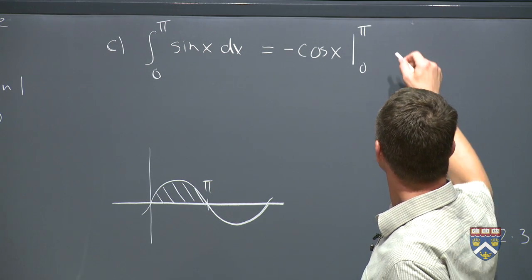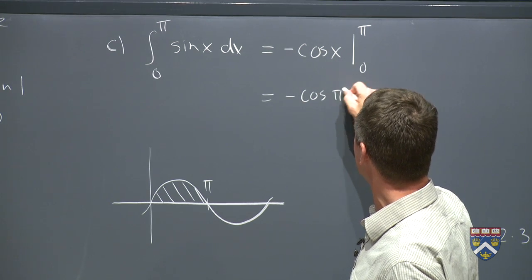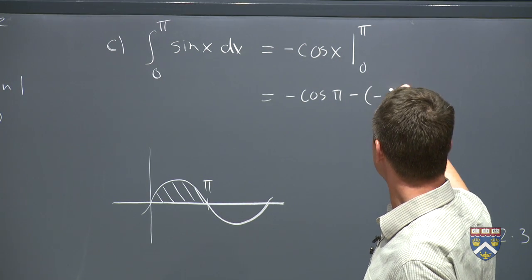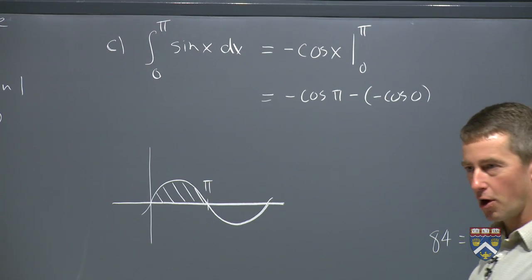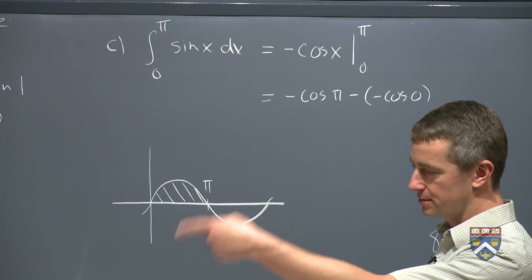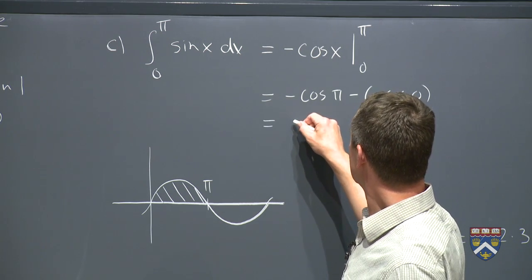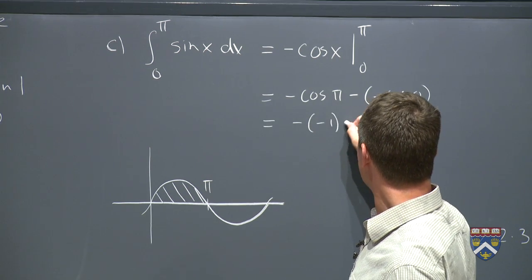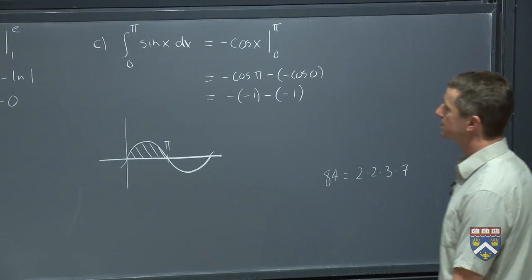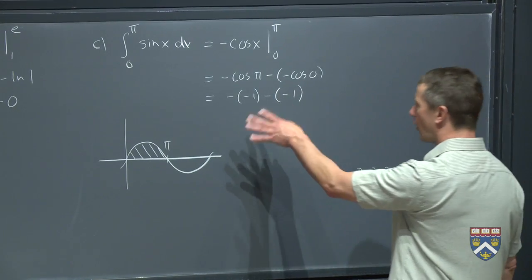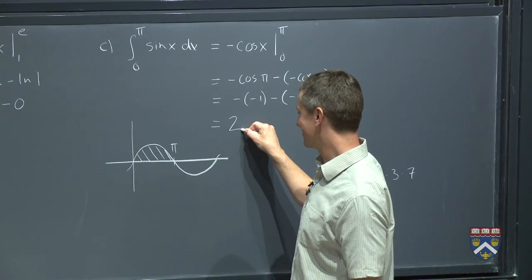So let's do this. So now we plug in the one on the top first, negative cosine of pi minus negative cosine of 0. Pi means you're all the way around on the other side of the unit circle. So the cosine there is negative 1. So that's negative negative 1. And the cosine of 0 is 1. So that's 1 minus negative 1, 2.